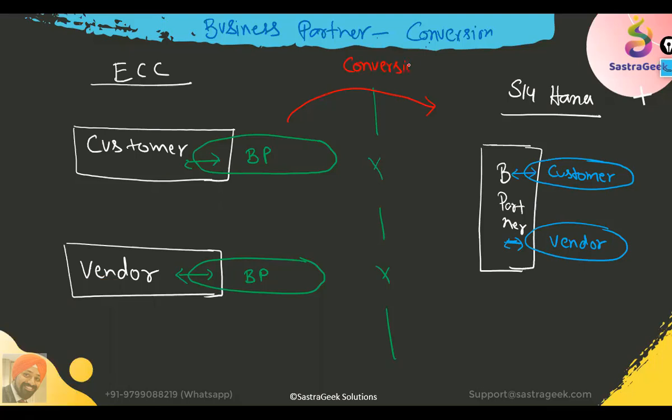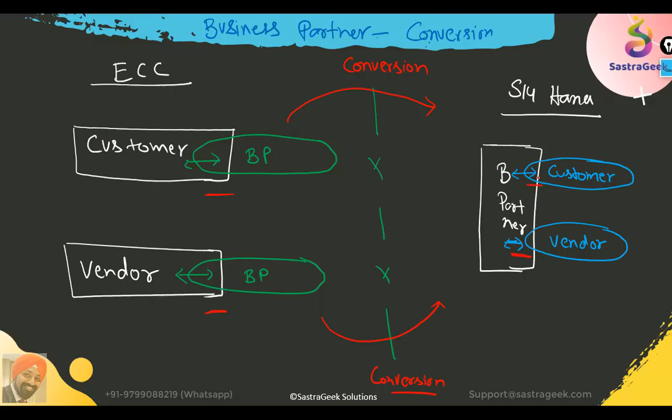So what does this mean? This needs to happen only for the conversion. Please don't get the misconception that for every S4 HANA project you need to do it. If you are moving from ECC to S4 HANA with a greenfield implementation, then this linkage is not required. But if you want to move from ECC to S4 HANA with the concept of conversion, you see that the business partner is linked with the vendor, and the business partner is linked with the customer. So that linkage is mandatory.